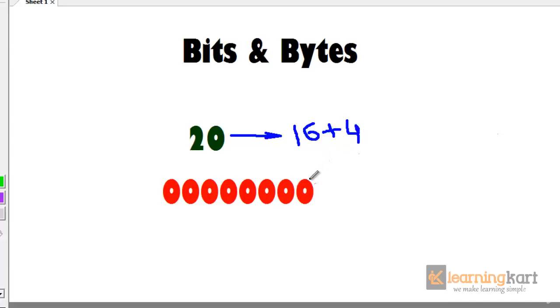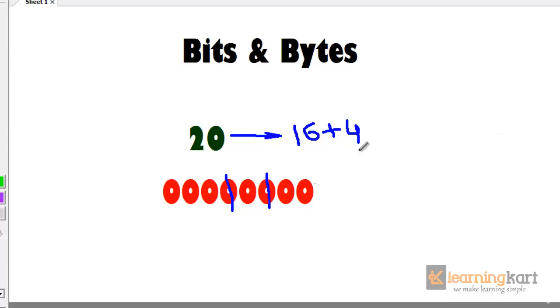Now this stands for 2 to power 0, this is 2 to power 1, this is 2 to power 2. 2 to power 2 goes to 4, so replace this with a 1. Then we have 16. This is 8, this is 16. So you have 0 0 0 1 0 1 0 0. This is how you convert a number to a binary equivalent.